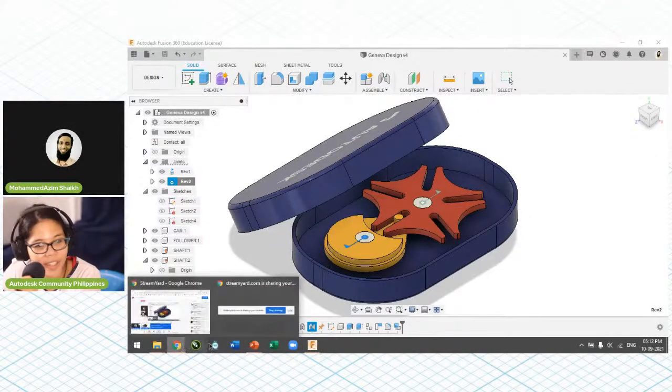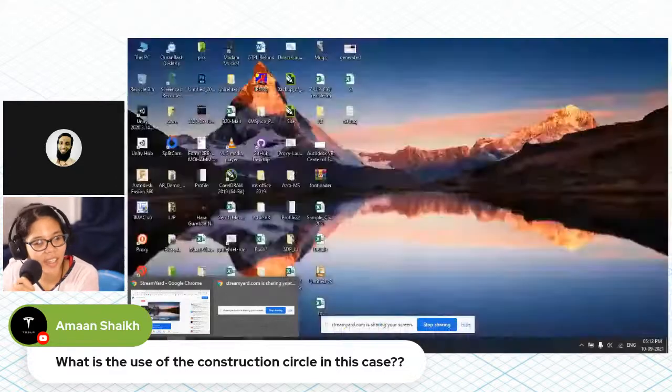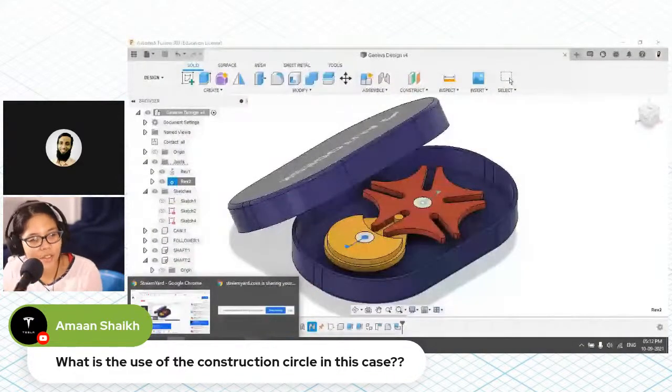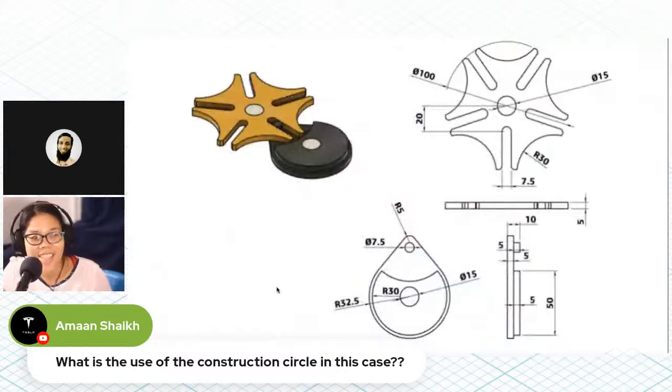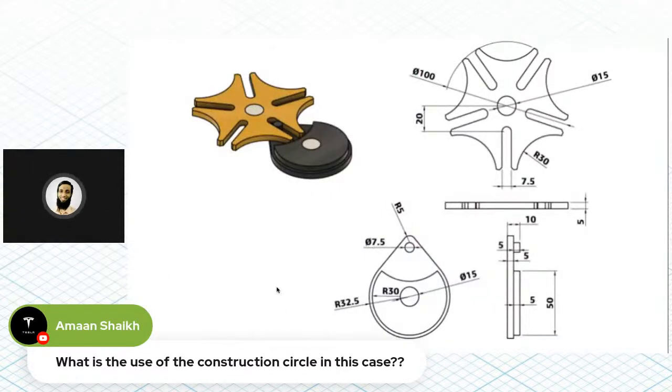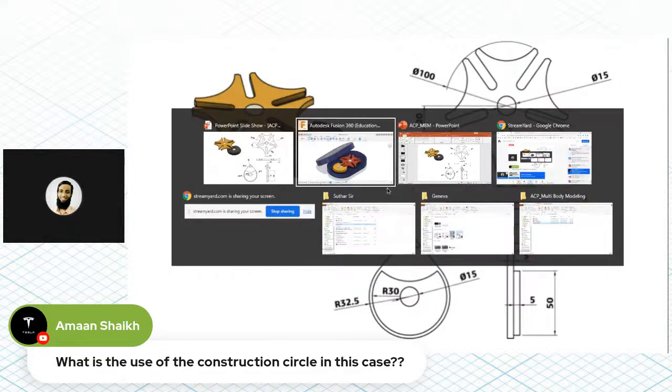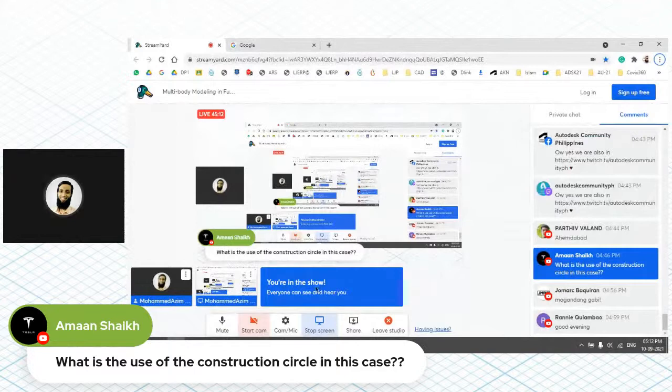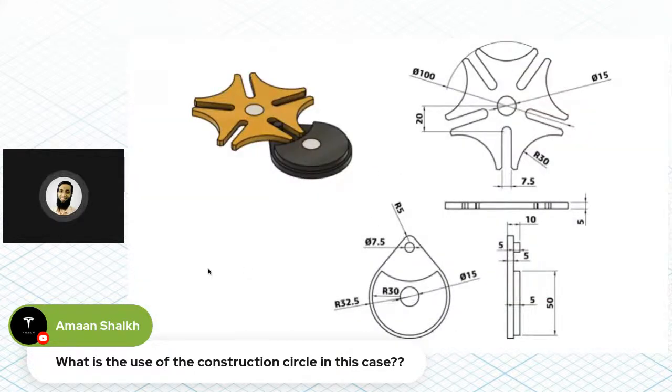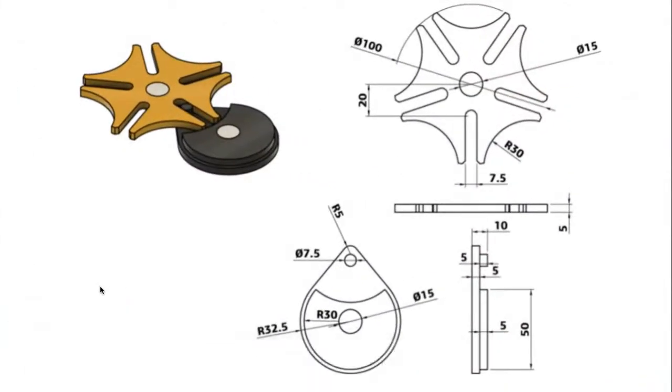Okay, so I think, yeah, what is the use of the construction circle in this case? Yes, in this case, as we can see, this body, these two components. Let me share the PPT screen. These two bodies are aligned to one another. So the construction circle is used to make a design which is perfectly aligned, so the cam and follower body can meet and drive one another.